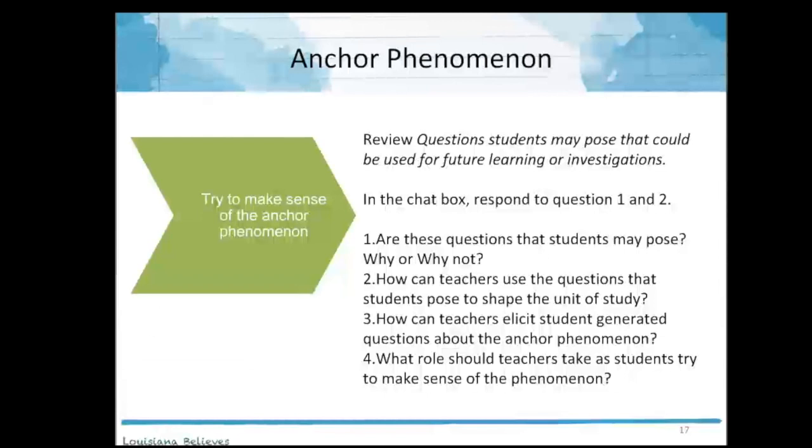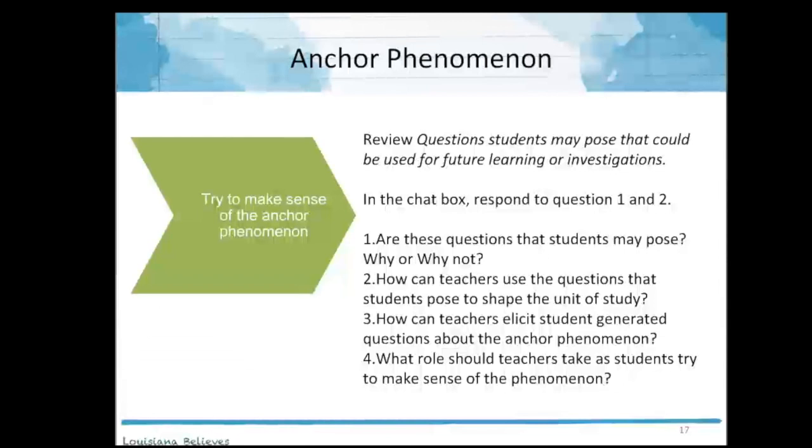So throughout the responses in the chat, I'm seeing several people say some of the questions, maybe portions of the questions may be asked, and I agree with you. The role of the teacher during this portion of the scope and sequence document is to put different artifacts in front of students to get them to question how and why the phenomenon is actually taking place.